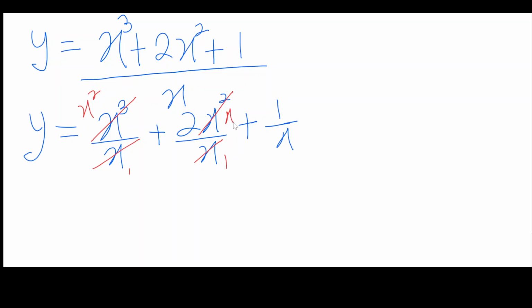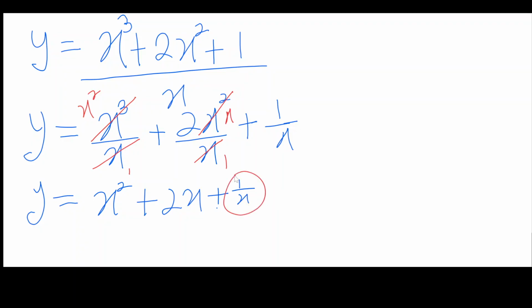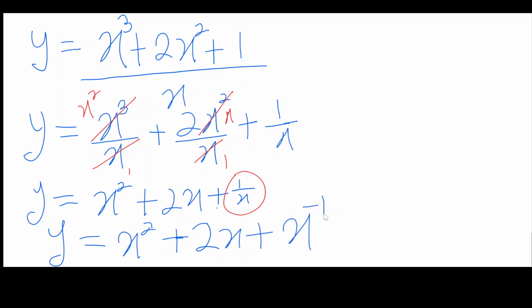Then we also have 1 over x. Now let's quickly get that simplified. So we have y equals x squared plus 2x plus 1 over x. Of course, I'm going to be writing 1 over x in exponent form. So this becomes y equals x squared, then plus 2x, then plus x to the power of negative 1. Then from here, I can differentiate.